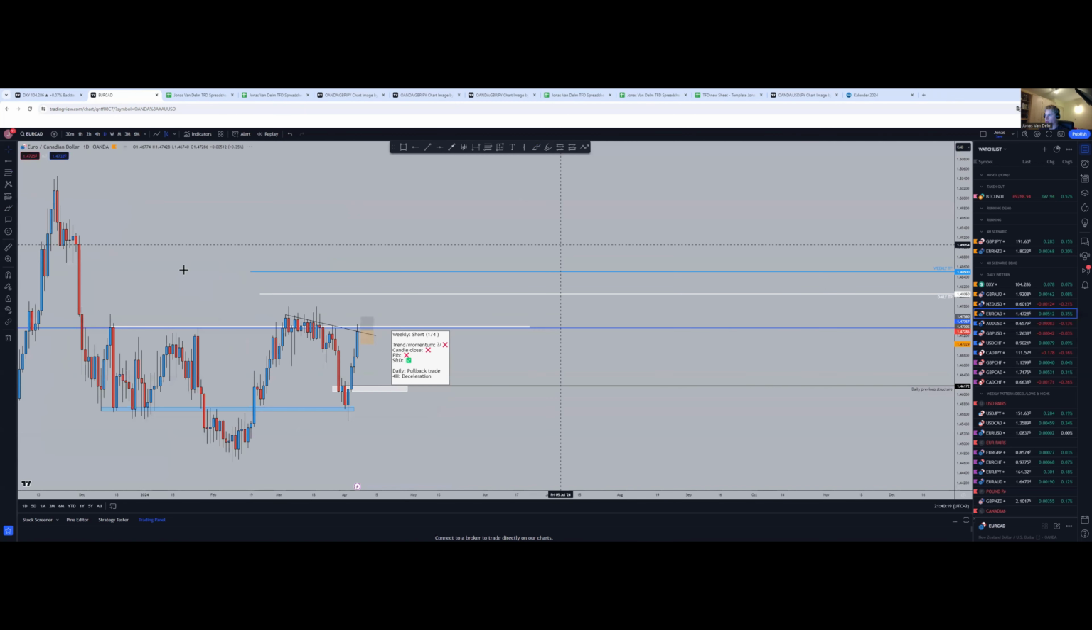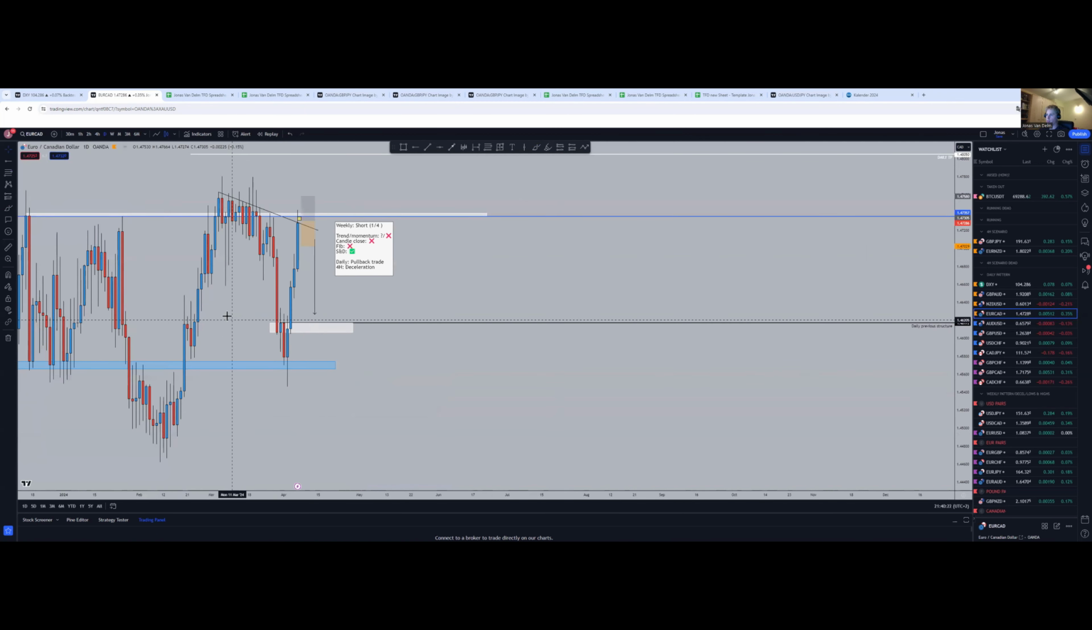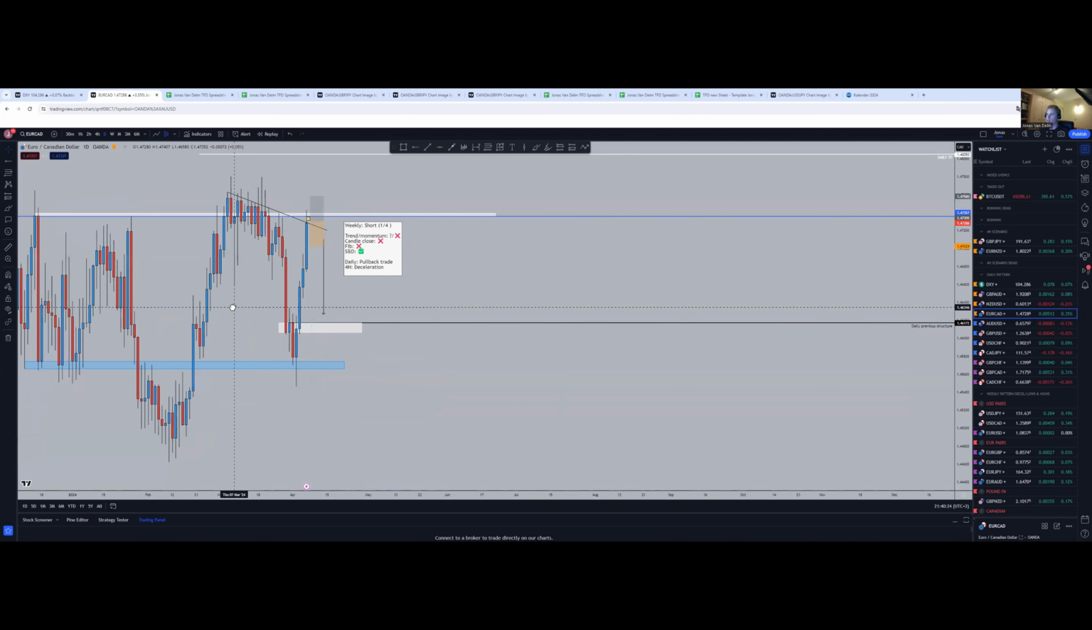Then the last one, EURCAD. This is a pullback trade, a first time break trade. You can see it in two ways. Some people will say, yeah, it is a potential pattern in a pattern.